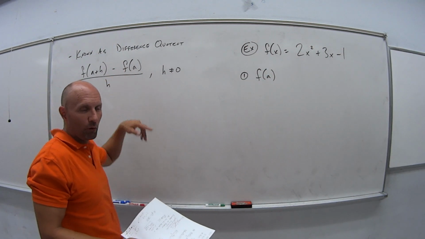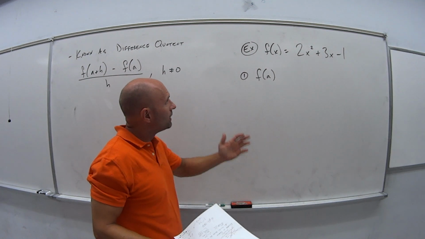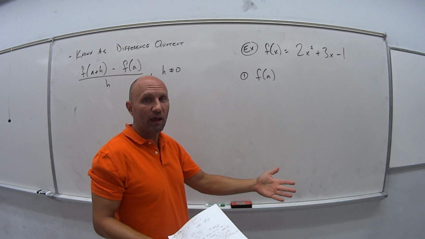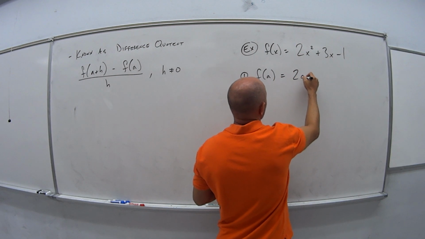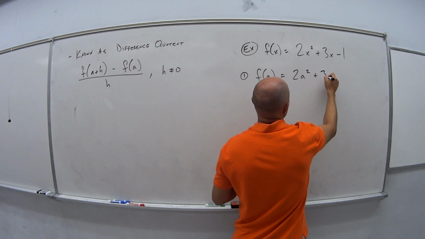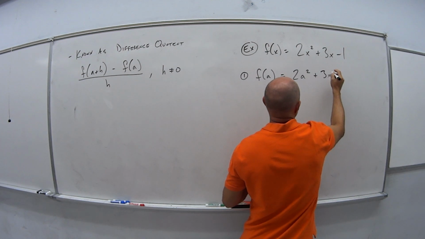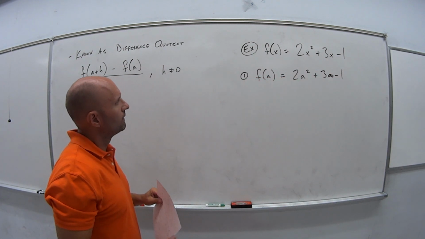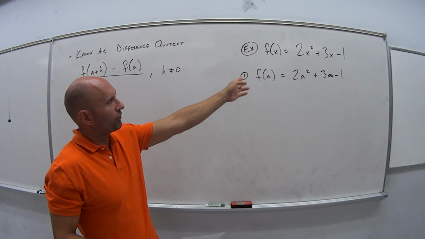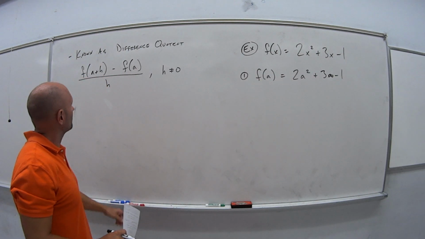That was pretty straightforward. If you remember from video 1, we just change out anything that was an x to an a. So f of a would be what? 2a squared plus 3a minus 1. Again, for f of a, we're just going to plug in a anywhere that we have an x.